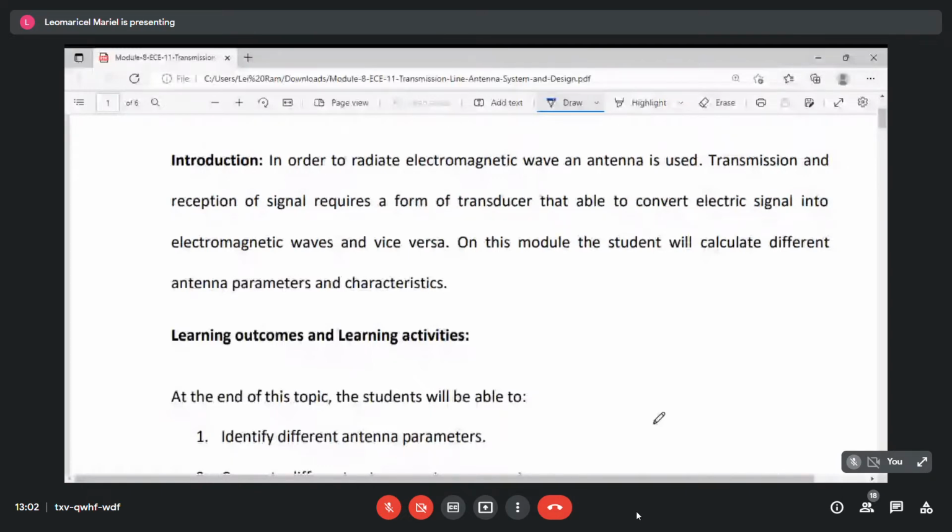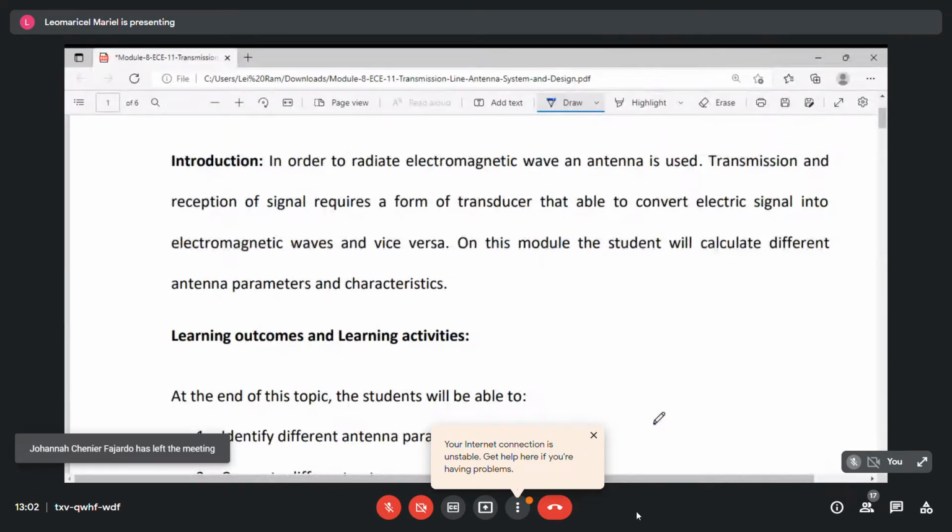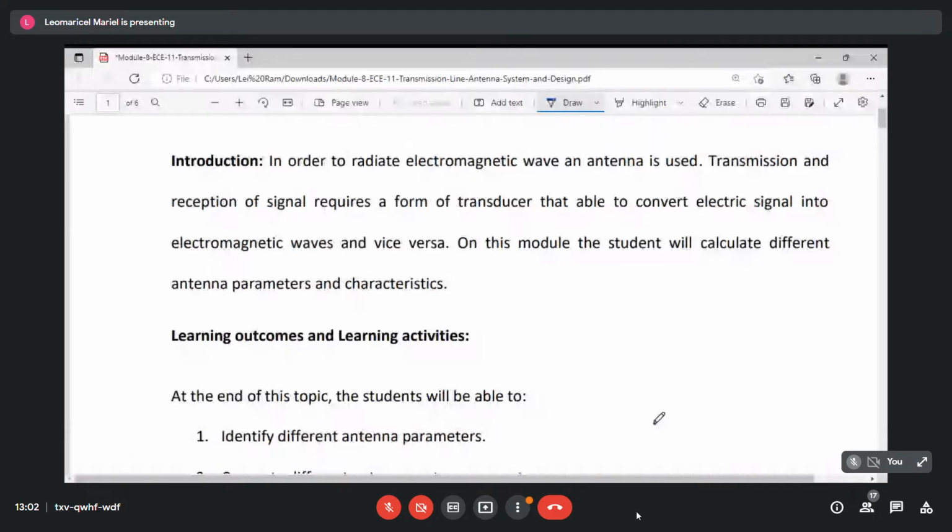Okay, so this will be our transmission line and antenna. So this will be the calculation for transmission line and antenna. And because yung ating fiber optics ay nauna kaysa dito, so this will also be included in your examination. So all of the basic calculations of the antenna will be discussed today. Okay, so let's continue our discussion.